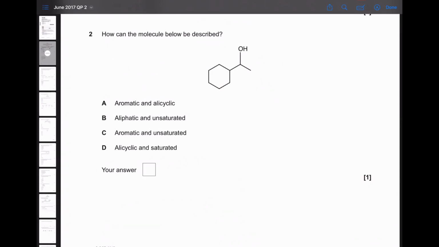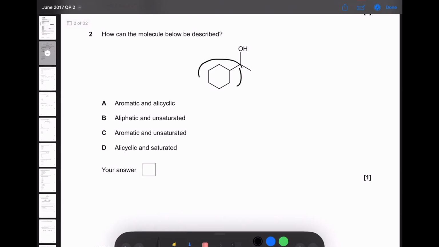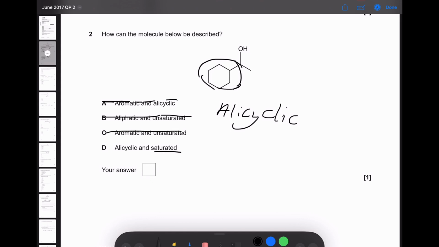How can the molecule below be described? Well, here we've got a ring, but it's not a benzene ring, so it's going to be alicyclic, and it's not going to be aromatic, so get rid of A. This one doesn't have alicyclic in it, and neither does this one, so it's D, but just check. Saturated, well, it's not got any double bonds in it, so it's going to be D, because it is both alicyclic and saturated.